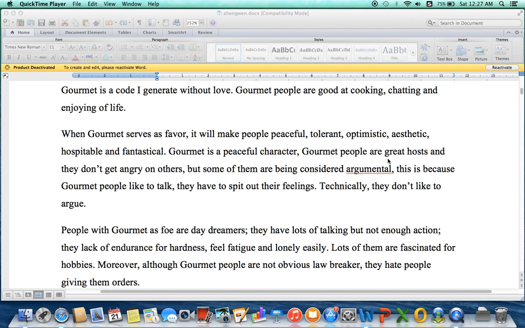Gourmet people are good hosts, because they don't get angry at other people. And gourmet people like to talk, but they don't like to argue. Sometimes it's hard to tell. Sometimes when people like to talk but don't like to argue, we don't see that point. We see them as liking to argue.